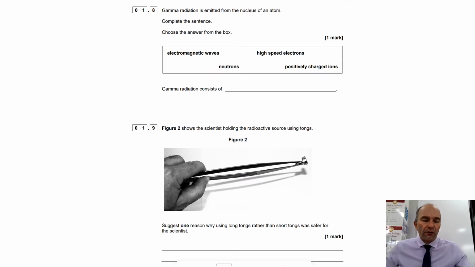1.8. Gamma radiation is emitted from the nucleus of an atom. We've got to complete the sentence now. I've already answered this question from earlier. Gamma radiation consists of, again, there's only one possible answer. It's our electromagnetic wave. Remember, gamma is different from alpha and beta because it's a wave. Alpha and beta are actual particles.